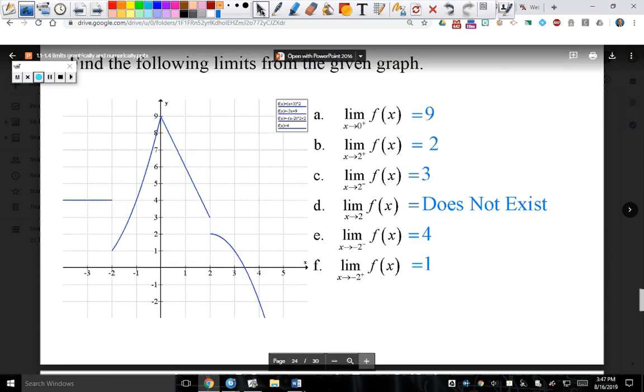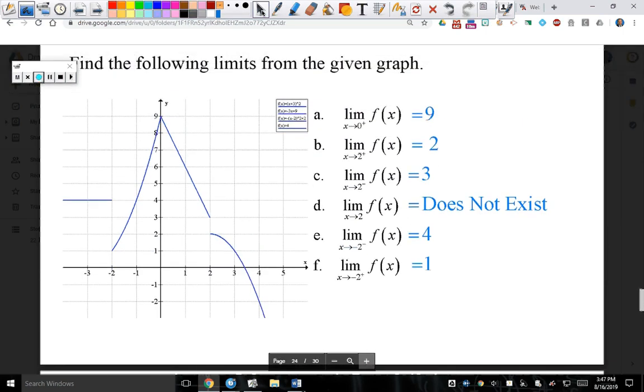Let's look at this one. Approaching 0 from the right, we get 9. Approaching 2 from the right, we get 2. Approaching 2 from the left, you see 3. At 2, it does not exist because of a jump discontinuity. Approaching -2 from the left is 4. Approaching -2 from the right is 1. Are we good to go, guys? Solid.